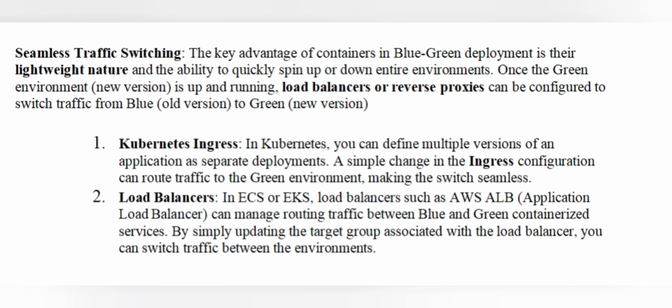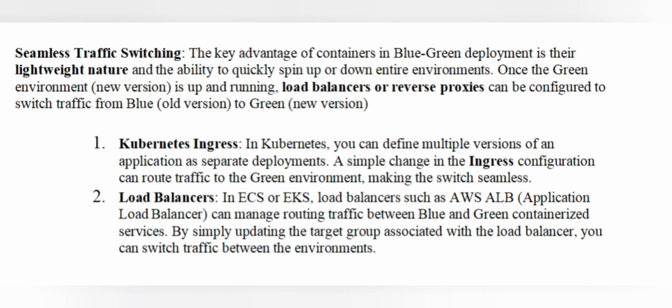Once the green environment, the new version, is up and running, load balancers or reverse proxies can be configured to switch the traffic from blue, that is the old version, to green, that is the new version. The first is Kubernetes ingress. In Kubernetes, you can define multiple versions of an application as separate deployments. A simple change in the ingress configuration can route traffic to the green, making the switch seamless.